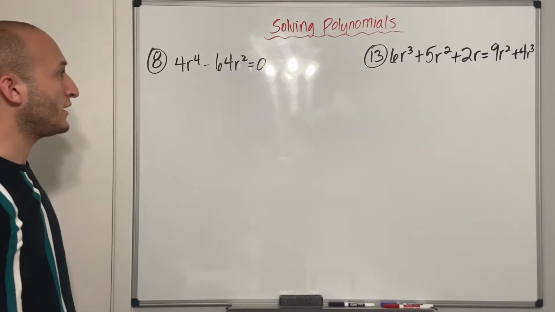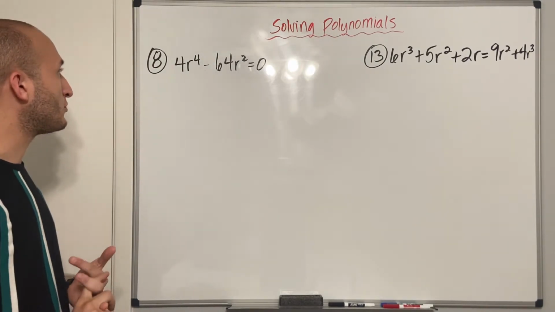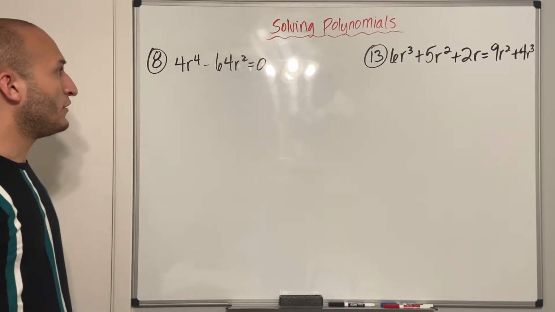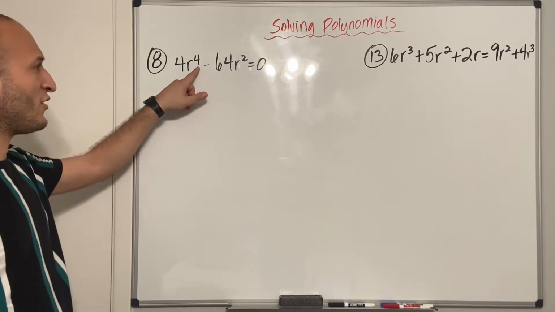Let's solve some of these problems off of your solving polynomials worksheet. This is problem 8 and 13. Let's start off with problem number 8. Looking at this, it looks like a difference of squares, but I have this r to the 4th power here.